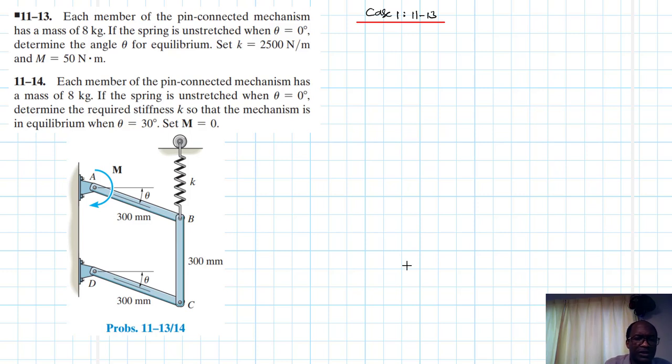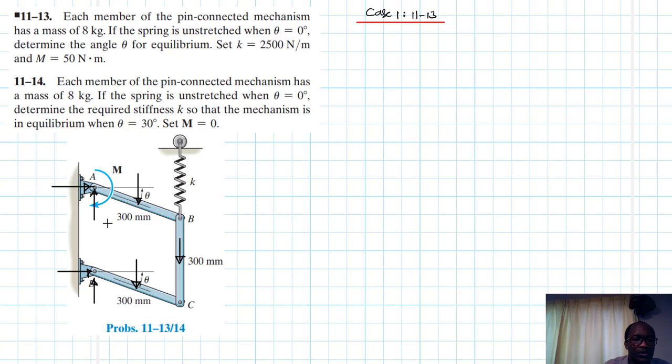First things first, we are going to draw the free body diagram. At the hinge D, we are going to have a reaction like so. We'll have another reaction like so. At A, we'll have a reaction like so, and another reaction like so. And we also have the weight of each member. We've been told that each member has a mass of 8 kg, so convert that mass into the weight.